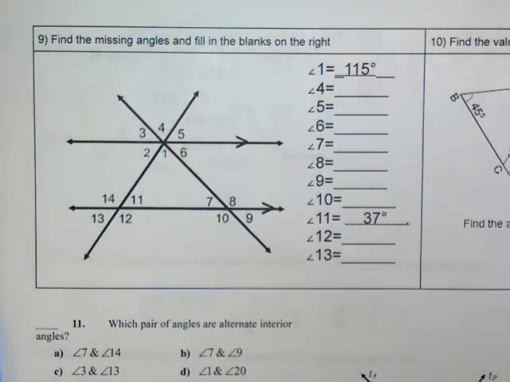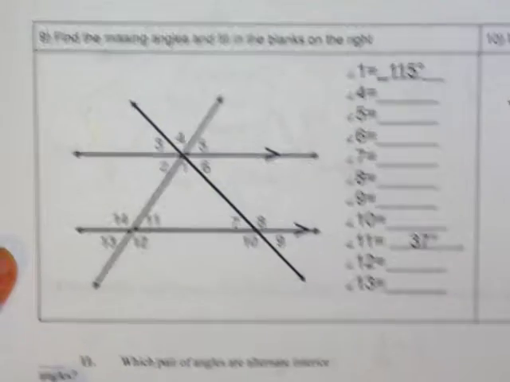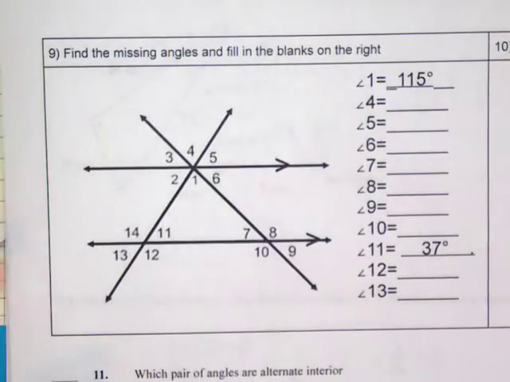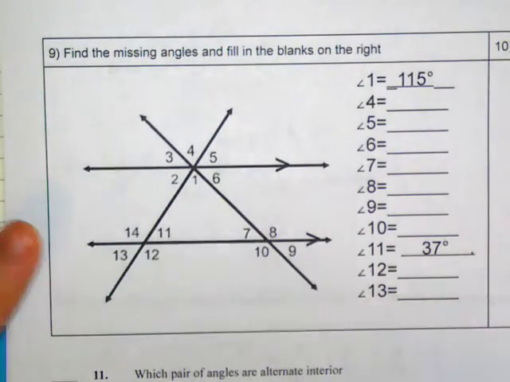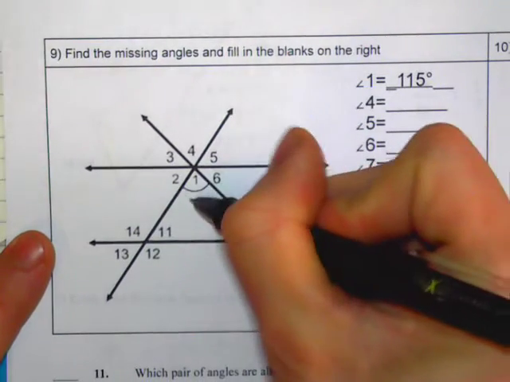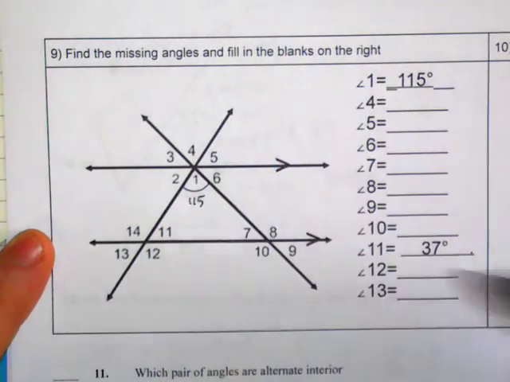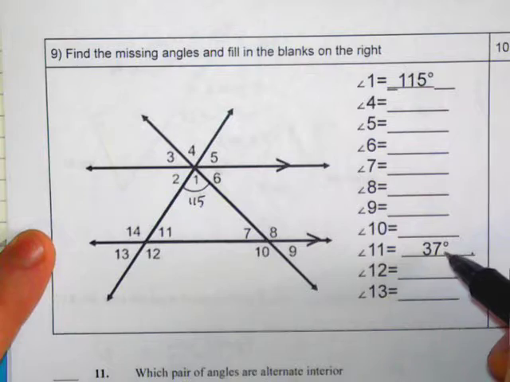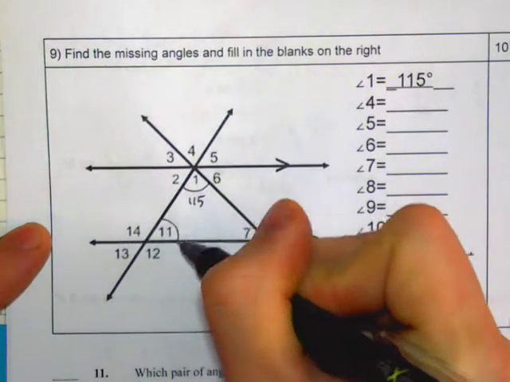Okay, so this is problems 9 and 10. I like to just label what the points are here. So this one says it's 115, right? And then angle 11 is 37, so that means this one is 37.